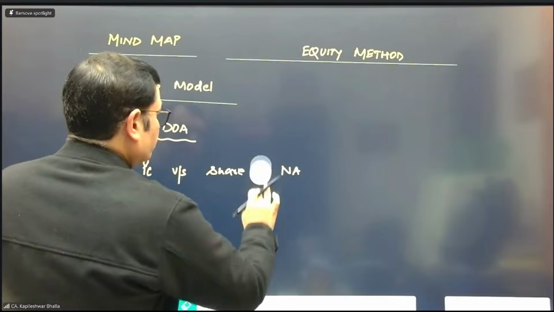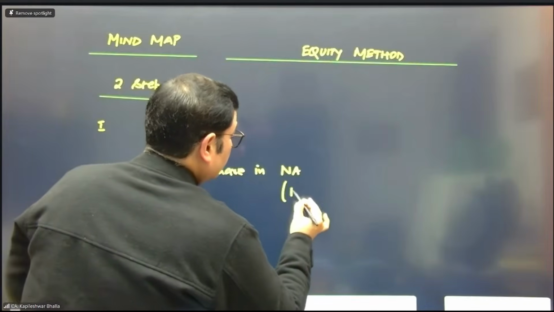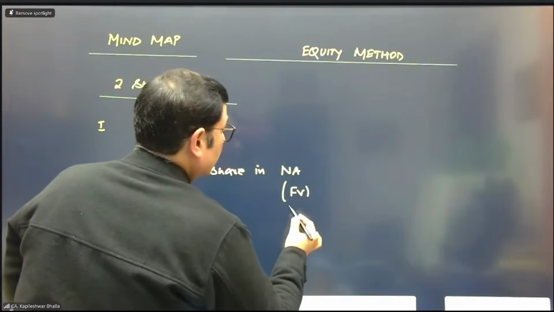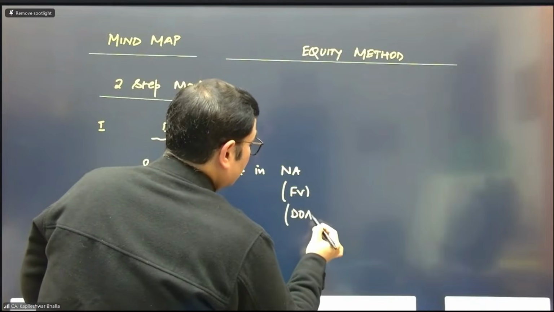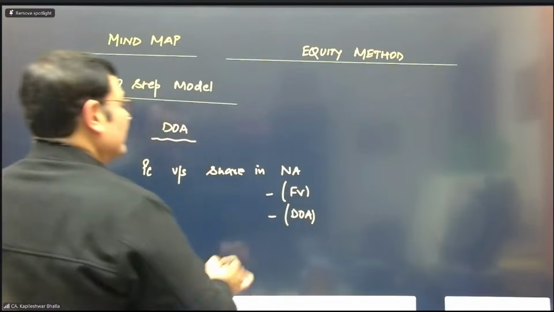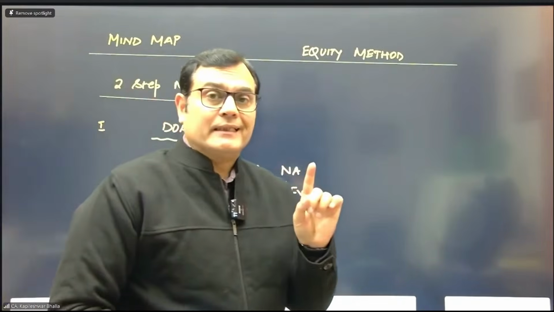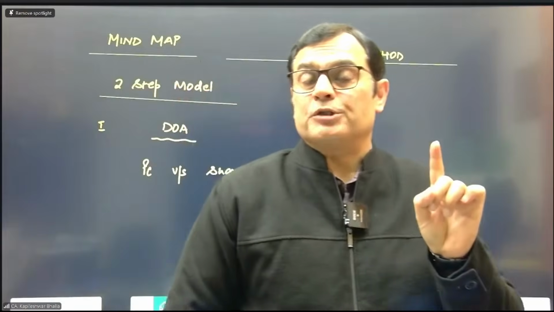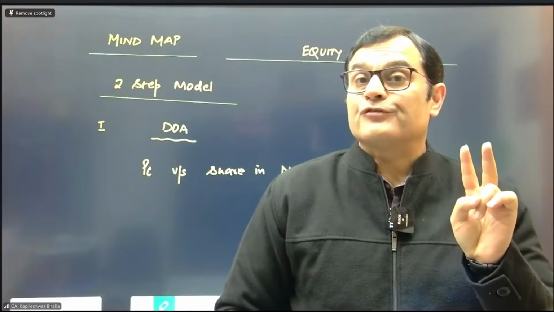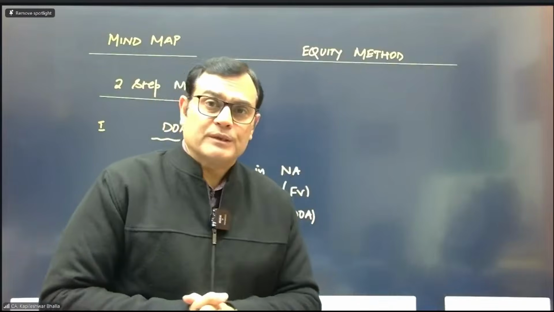So we pick up the share in net assets of the associate, and remember, these net assets are taken at fair value and on the date of acquisition. So there are two key focus points when you compare the share in the net assets. You need the net assets on the date of acquisition, and they're taken at fair value. Isn't that something similar to what we do in 110?